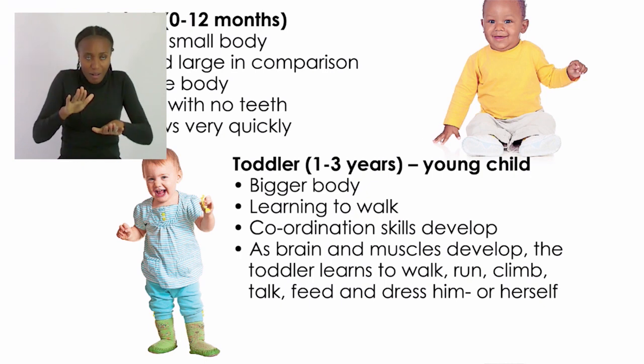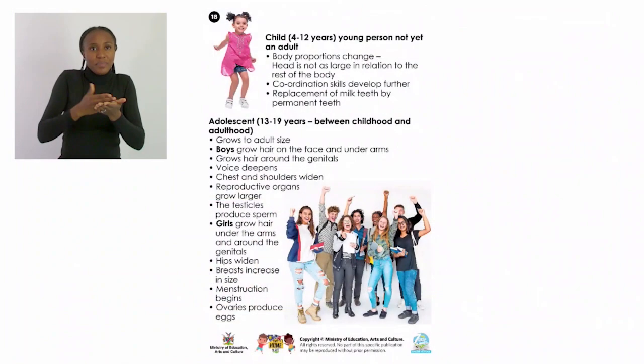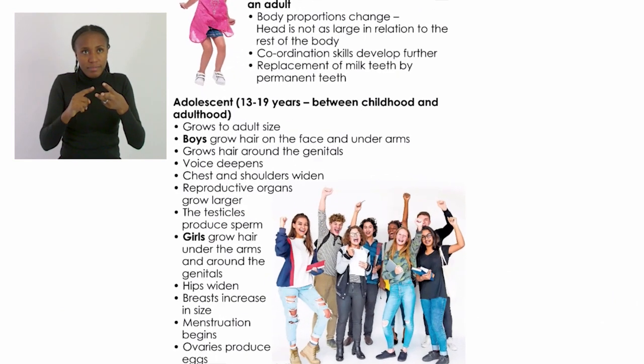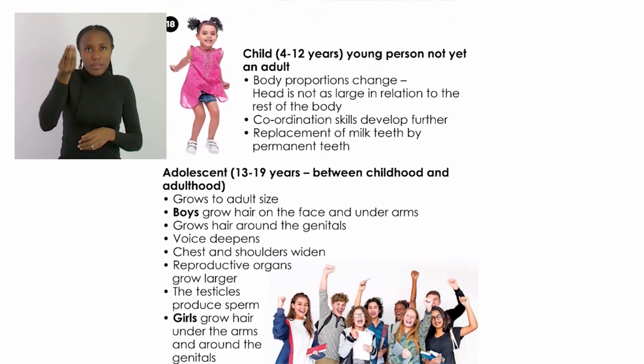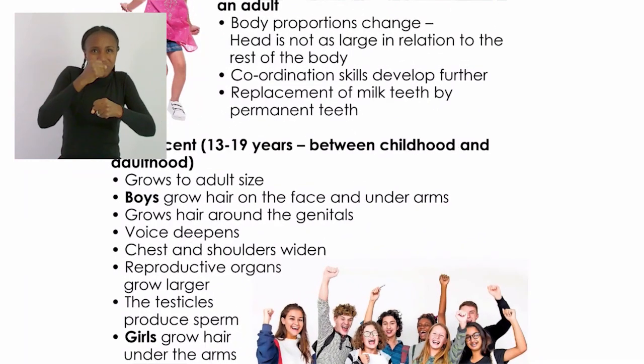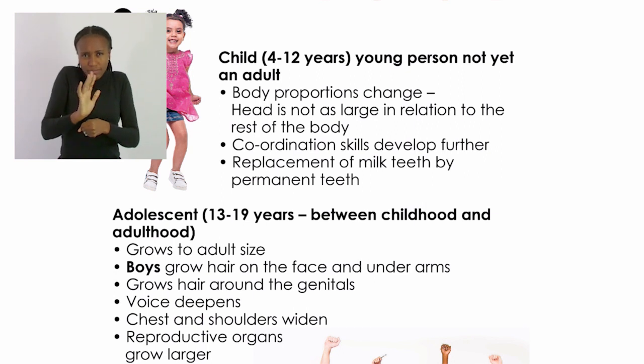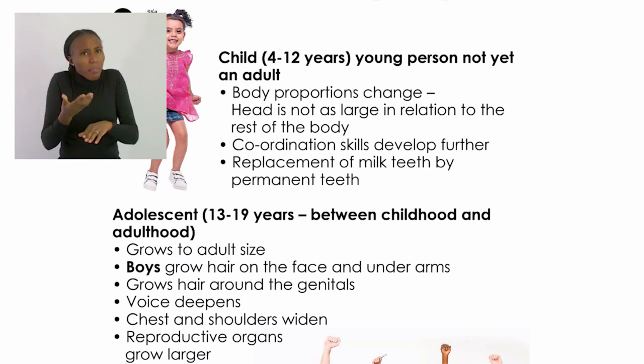We are moving on to page 18. The third stage of life, a child or children, their age should be between 4 and 12. These people are actually young persons, not yet adults. But how do they look like? How will you tell if somebody is a child or not?